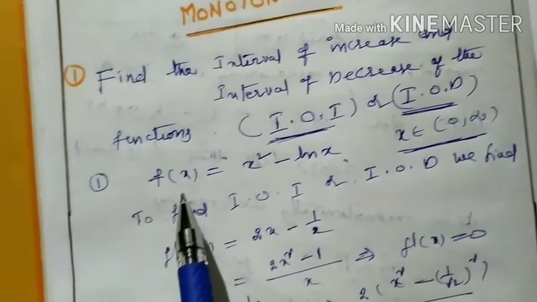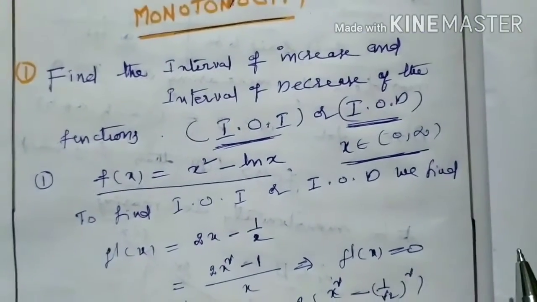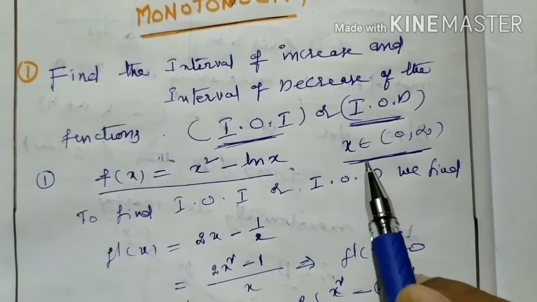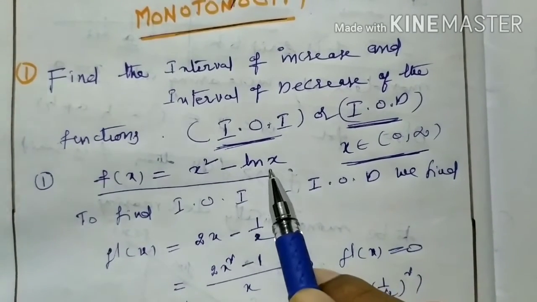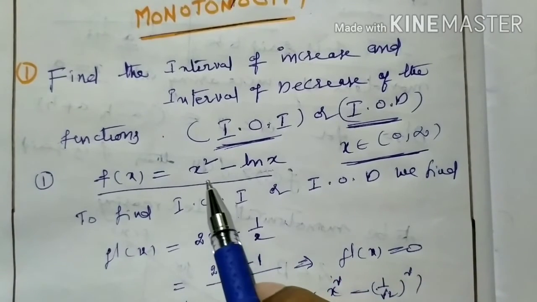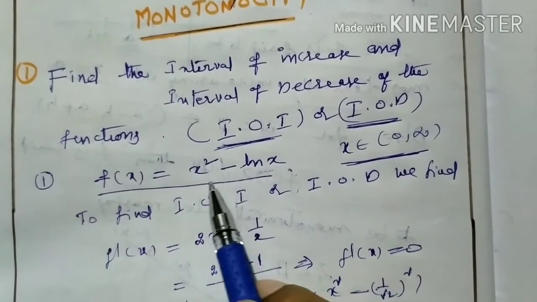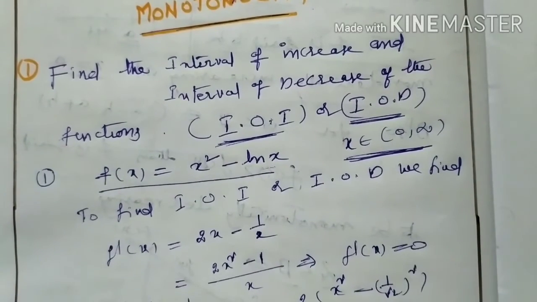The first function says f of x is equal to x square minus log x. So here the domain of the function is, as the domain of log x is 0 to infinity and x square domain is R, therefore the entire domain belongs to the open interval 0 to infinity.